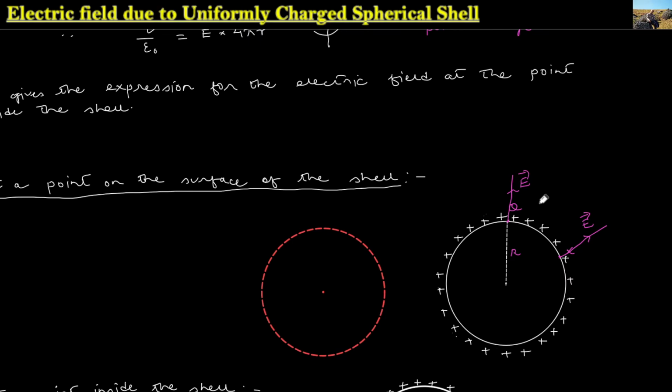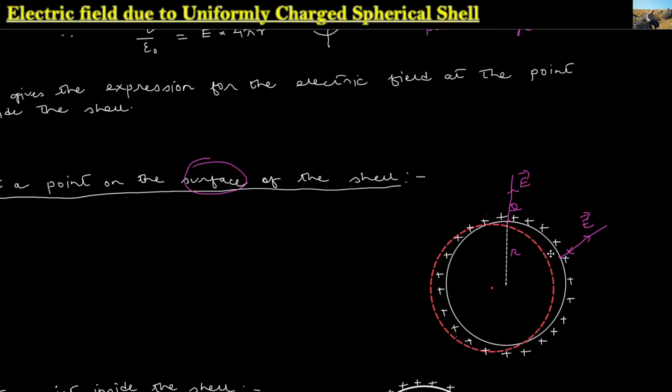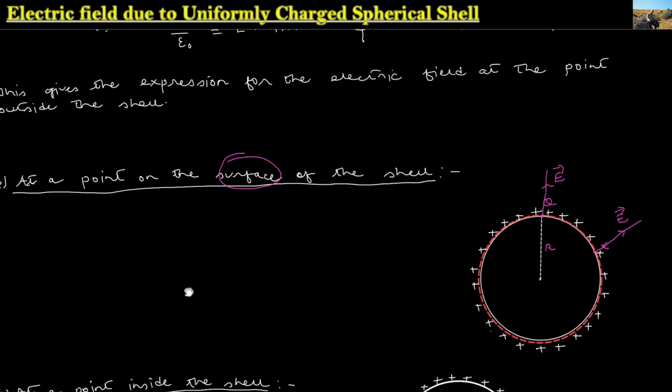Then if I want to find the electric field at the point Q which is on the surface of the shell, I have to construct a Gaussian surface across that point. I will take this Gaussian surface in such a way that this red shaded spherical surface encloses all those charges inside it. So for a point which is on the surface of the shell, what does it mean?